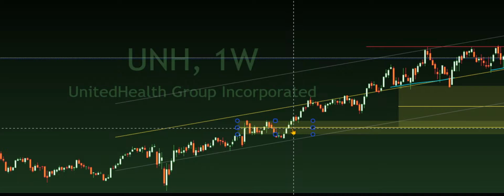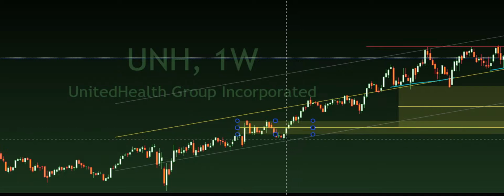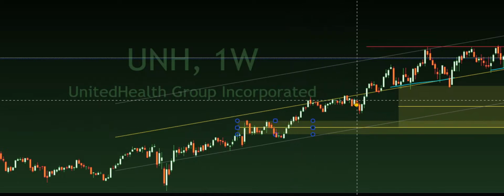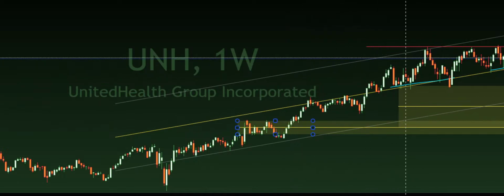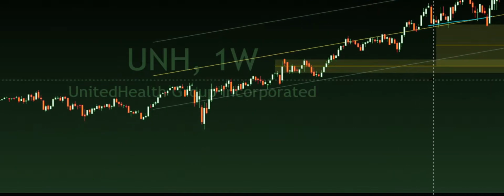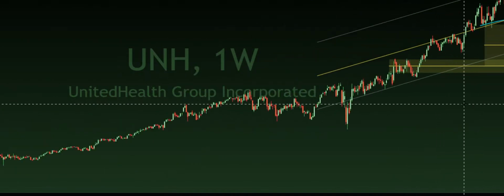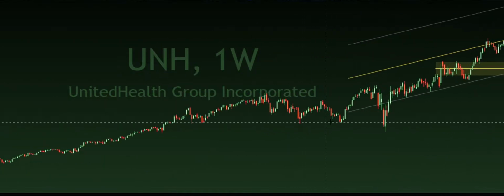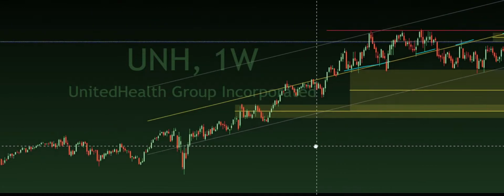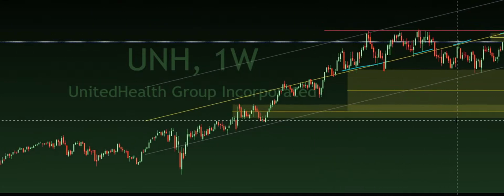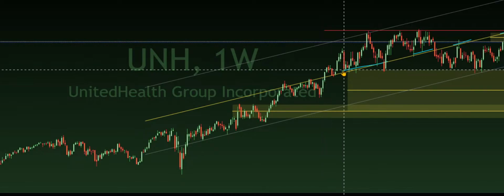exploded. So we have a box, we dip outside of it, we rip, and it holds itself together. Nice run. How can I factor that in? I need to go and see the same thing. How does UNH run? Well, right? Even in range, it does well.